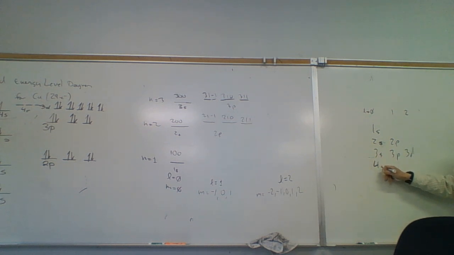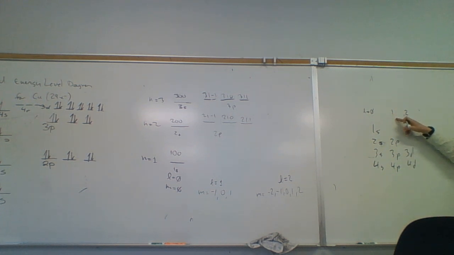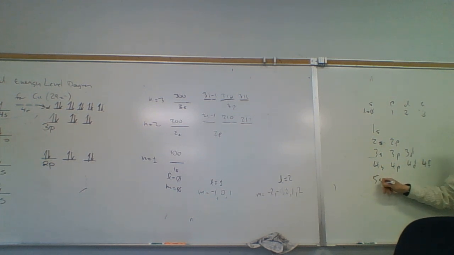Then we go to 4s. 4s, 4p, 4d. So we're allowed 0, 1, 2, and 3. 3 would be the max, so it would be 4f. L equals 3 is an F orbital. So S, P, D, F. And then we go 5, 5s, 5p, 5d, 5f.